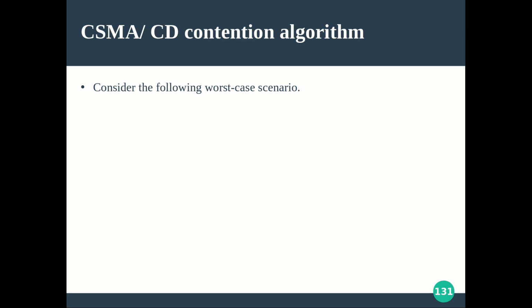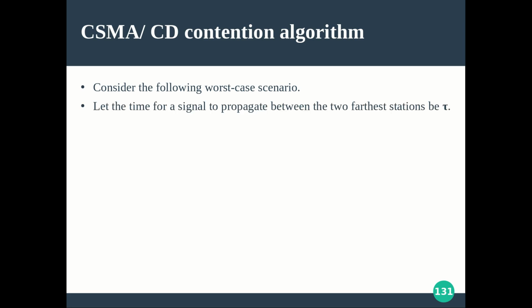So we will see the worst case scenario. Let the time for the signal to propagate between two farthest stations be... So we are trying to see the contention algorithm. Contention means two or more stations simultaneously sending, a collision occurring and being detected, and the transmission being aborted as early as possible. So to achieve all together, what do we have to take care of?